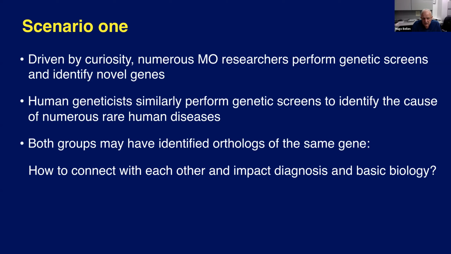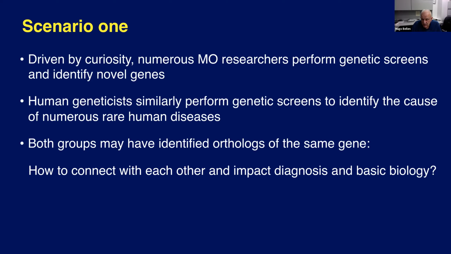So if both groups have identified orthologs of the same gene, how do you connect with each other and maybe impact diagnosis if the gene is not known to cause a human disease? And obviously basic biology, because a lot of the genes that they identify may not have been studied very well.